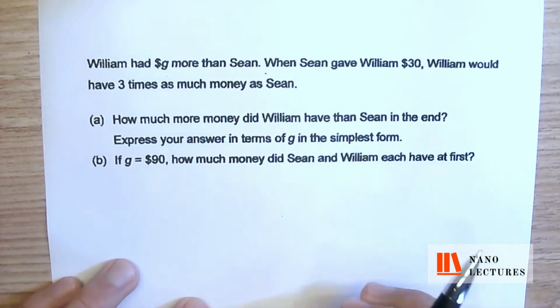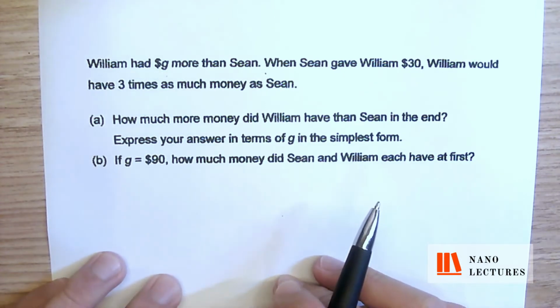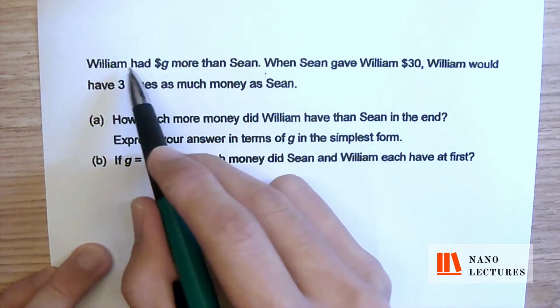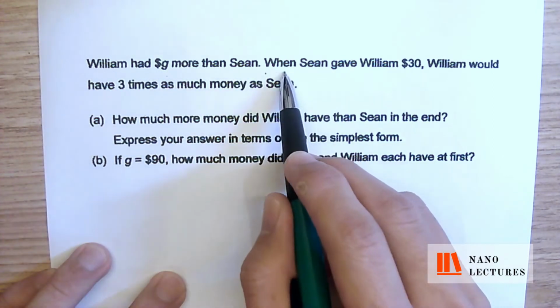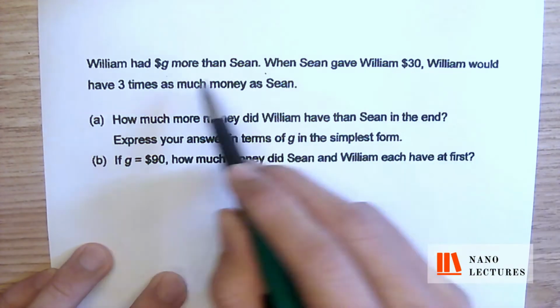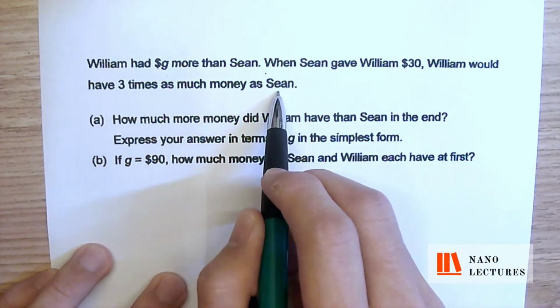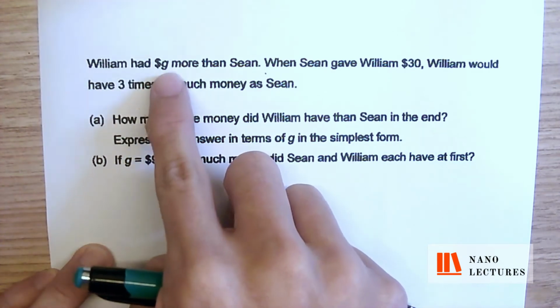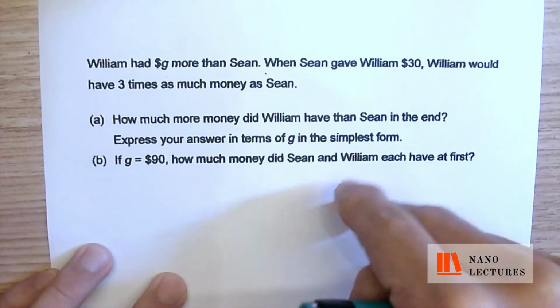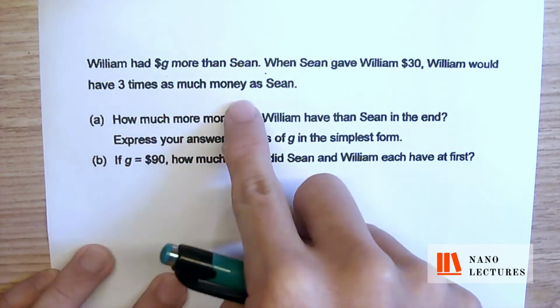Okay, so listen up. I'm going to draw the model, and you have to listen very carefully because this is not an easy model to draw. Do you realize over here they said that William had $G more than Sean, and when Sean gave William $30, William would have 3 times as much money as Sean. There is a before and after. Before, William had $G more than Sean. After, William has 3 times as much money as Sean.